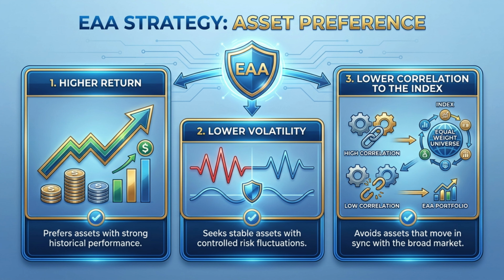EAA tries to build a portfolio that tilts toward assets with good recent performance while also emphasizing diversification by favoring assets that are less correlated with the overall universe. In the paper, the index isn't the S&P 500, it's the equal-weighted portfolio of all assets in the universe.